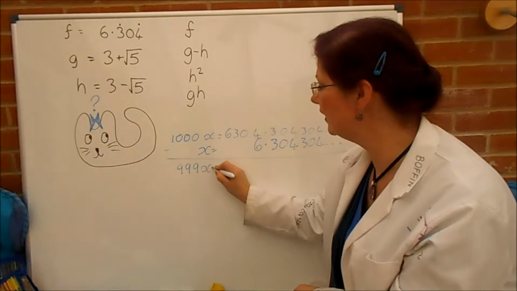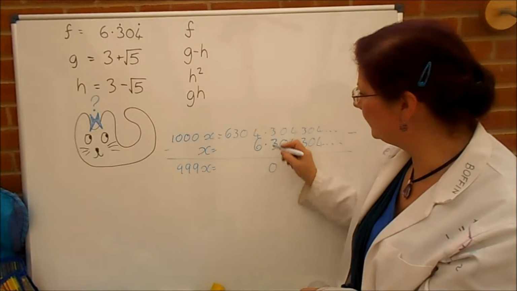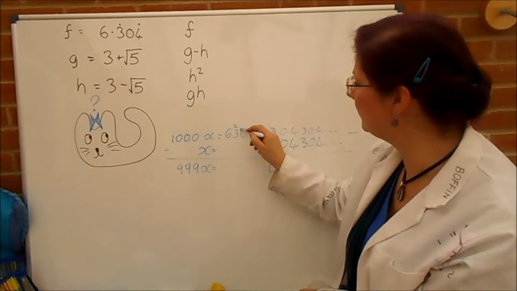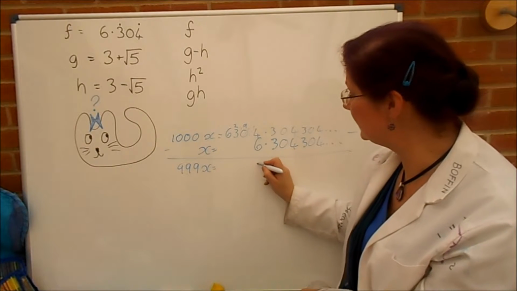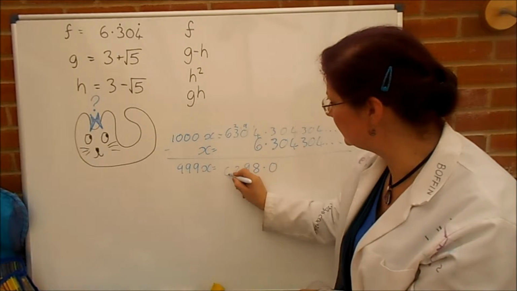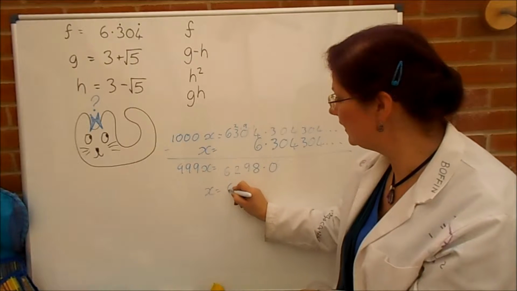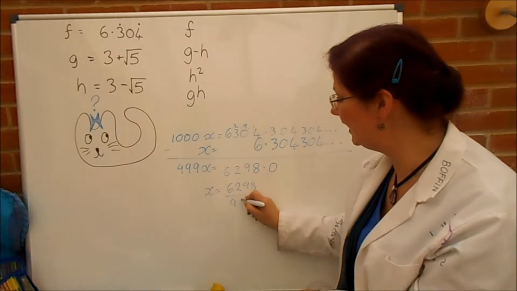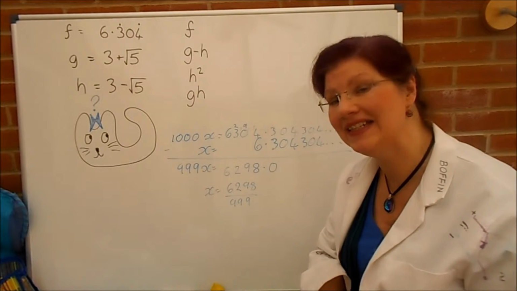999 x's is equal to, no, all of those are noughts. 4 take away 6, can't do it, swipe 1 from there, can't do it, swipe 1 from there, becomes a 2, that becomes a 10, swipe 1 from there, that's a 9, that becomes a 14. 14 take away 6 is 8, and that's a 9, and that's 2, and that's a 6. So, x is equal to 6298 over 999. That's a ratio of two numbers, therefore it is rational.